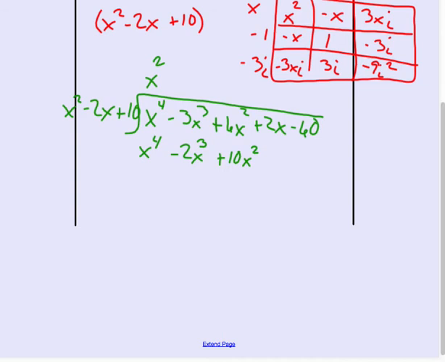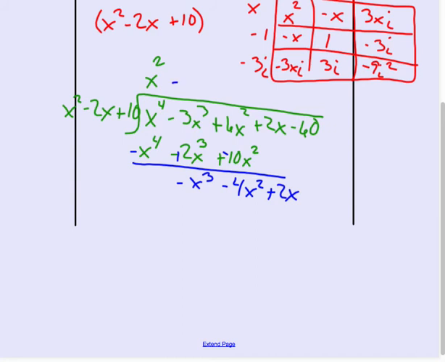And when you do your long division, make sure that you subtract. I highly recommend, in fact, I insist that you change the signs so that when you do your subtraction, you're actually adding, which is much easier to keep track of. So we got a negative x cubed minus 4x squared, bring down the 2x.